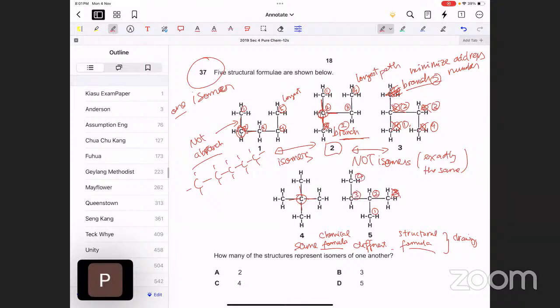And as a conclusion, I'm going to invite somebody. Joel, what is the conclusion of number 5? Oh, it's the same as 2 and 3. Very good. All these are not isomers. They are exactly the same. Hopefully, you can see that visually. They look different. They are exactly the same.